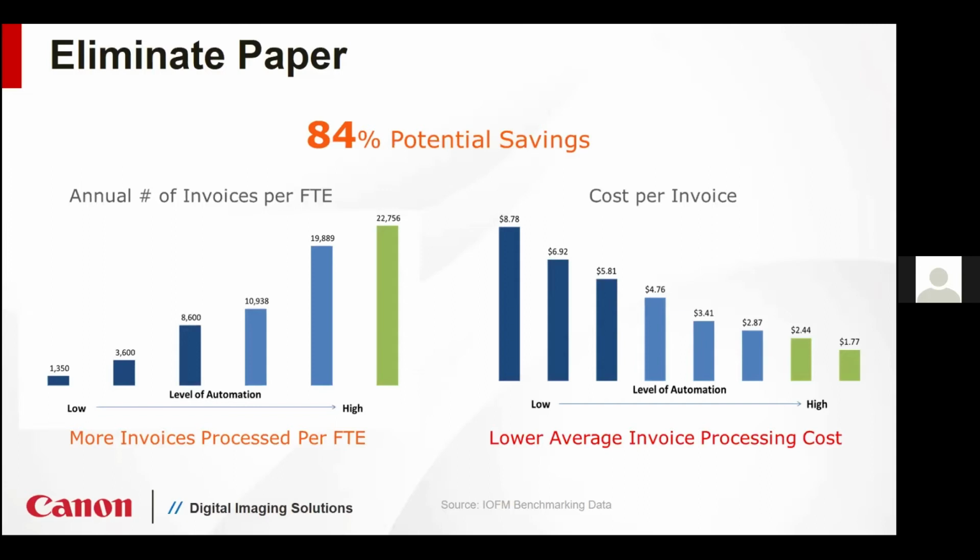Also, as the level of automation increases, it also affects the cost of processing each invoice, from a high of $8.78 per invoice with low automation to a low of $1.77 per invoice with high automation. In this case, a savings of more than 80%. These are tangible, hard savings that have a direct impact on the bottom line of a business.